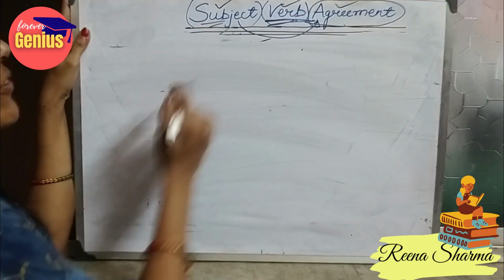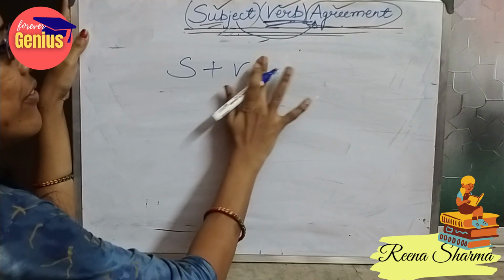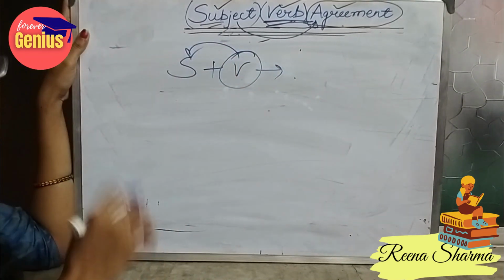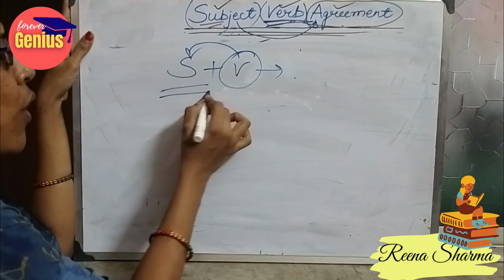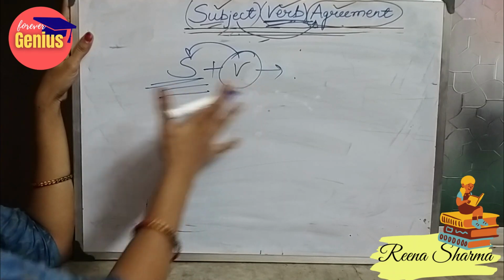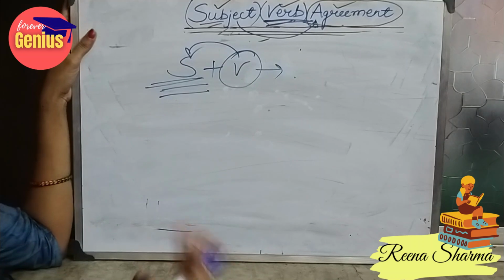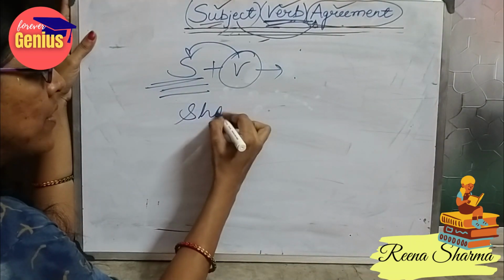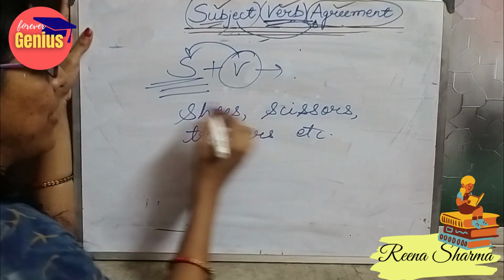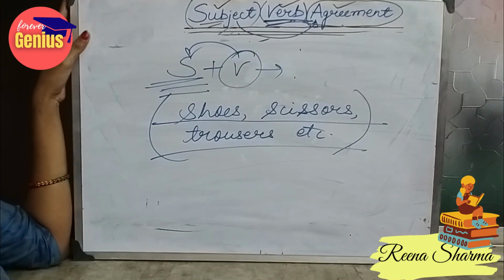So, to sum up, what do we understand? That subject and verb have agreement with each other. Means the verb always depends on the subject, whether it will be singular or plural. If subject is singular, verb will be singular, and if subject is plural, verb will be plural. Let's take some more pairs, like shoes, scissors, trousers, etc. These are pairs. If I am using them as singular words in a different sentence, they are okay.